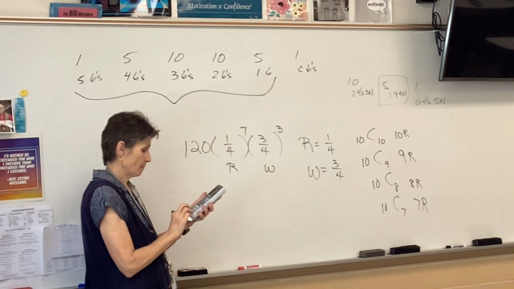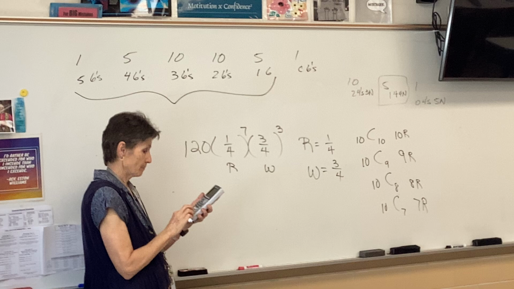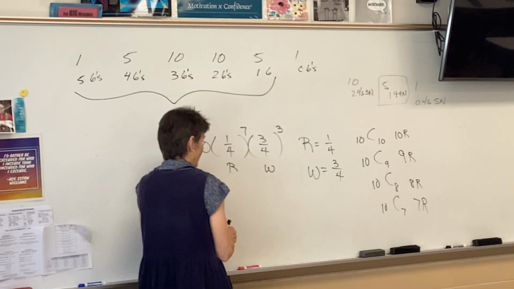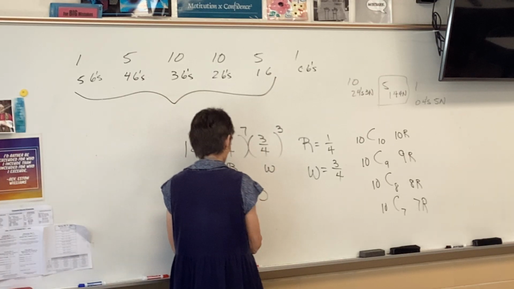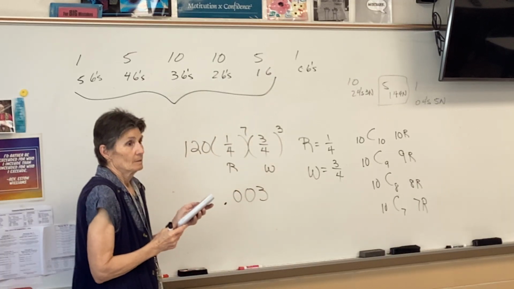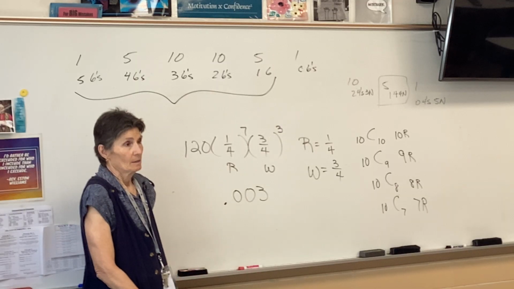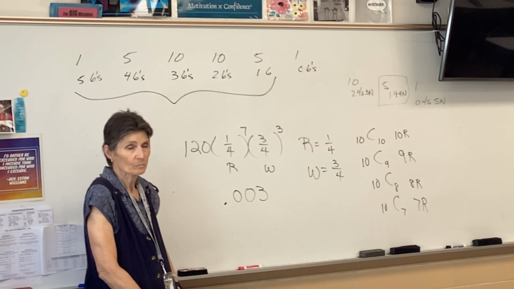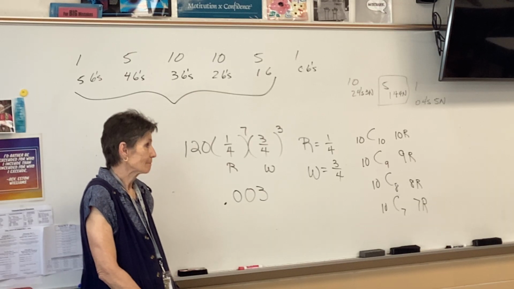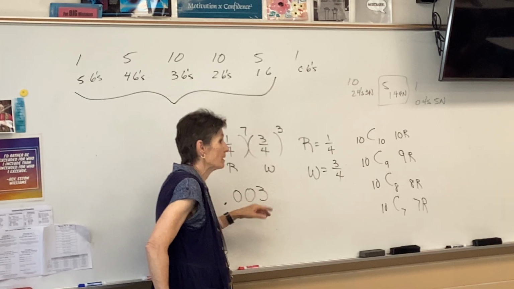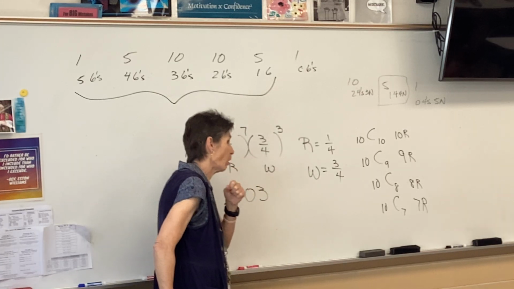So here we go. Oh my goodness. 0.003. Which means you have a less than 1% chance of passing. If you get 8 or 9 or 10 out of 10, would that just be less? No, it would be more. It'd be a little higher. It'd be smaller numbers.